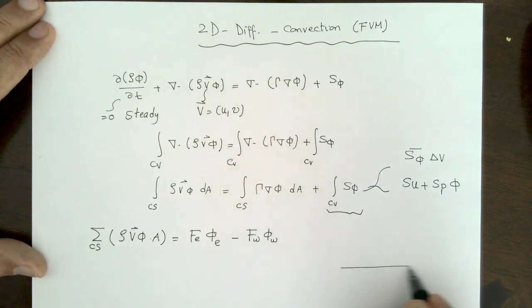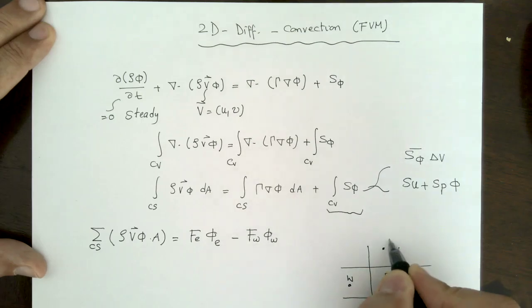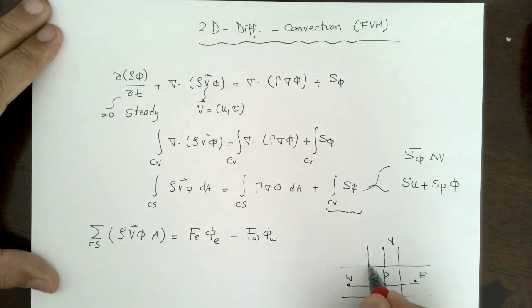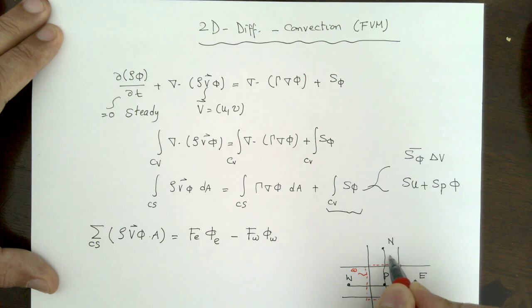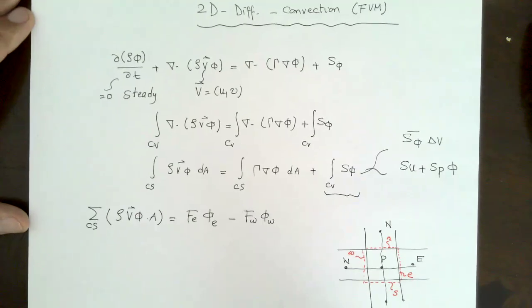Now, if I draw my domain, this is my P point. I will have east cell, I will have west cell, but now I'm going to add north cell and south cell. So I can connect these points here. Now, if this is a central point, my domain faces are here. So this is now the east face, west face, north face, and the south face. And these are all small letters, right?